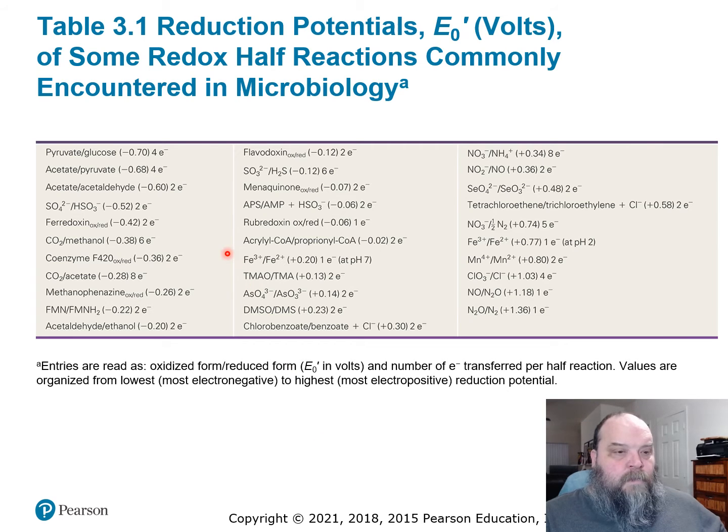And then you go through it and compare. Pyruvate and glucose, these are organic compounds. -70. Four electrons are going to be given up. You go through, and here are different things that can be utilized throughout the cell. Some of them are going to want to give up, and some of them, in certain cells, are going to want to take.